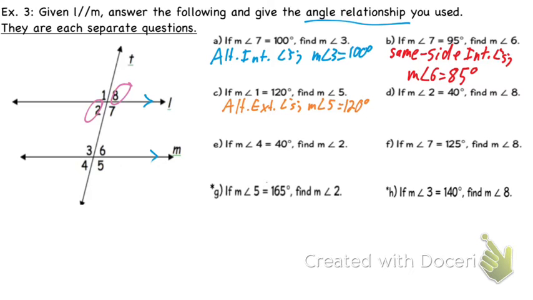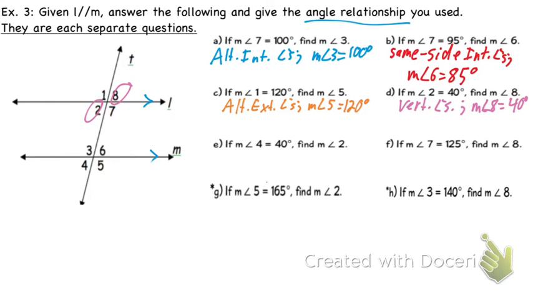Okay, Seth, what are you thinking? They're vertical. They are vertical angles. Very good. Vertical angles is a throwback to chapter 1, okay? Vertical angles are always, regardless of whether or not lines are parallel, they are always congruent. So the measure of angle 8 is going to be the same measure as angle 2, which is 40 degrees.